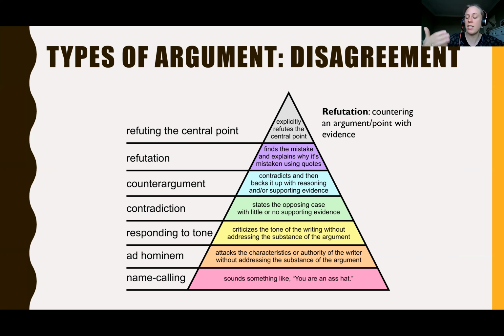So refutation, in a basic way, is a countering of an argument or point with evidence. As you see here, evidence is hugely important. Actually engaging with an argument is hugely important. And that's the way in which we start being able to disagree in ways that are useful and productive, and also respectful of the argument that someone else has put forward.